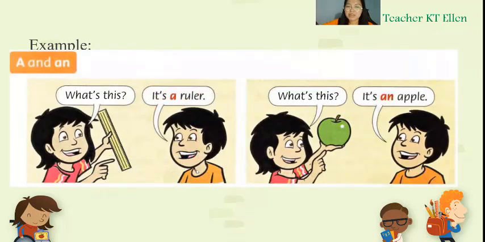What's this? It's a ruler. What's this? It's an apple.